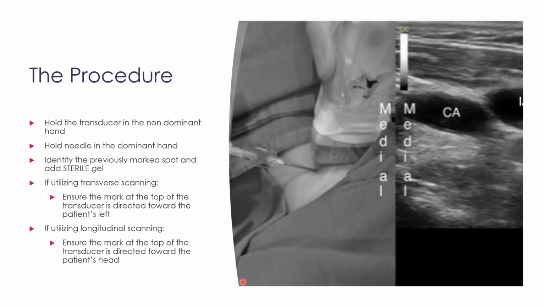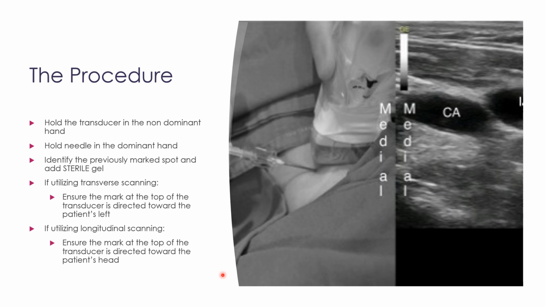So once you get to the procedure, it's recommended that you hold the transducer in your non-dominant hand, and then you're going to hold the needle in your dominant hand, so you have a little bit more control over that needle. Identify the previously marked spot, and then you're going to add your sterile gel, and then you're going to be scanning in what we're going to talk about first. Most likely that will be in transverse.